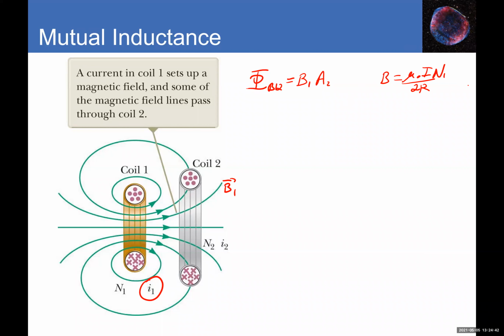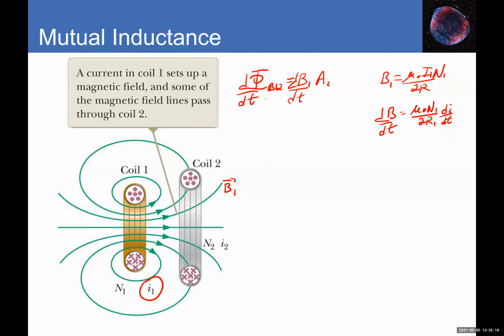So this magnetic field depends on I1. If the magnetic field is due to a time varying current, you have μ0 N1 over 2 R1, where R1 is the radius of coil one, times di/dt. So it's a varying current. Then obviously the magnetic field starts changing, and as the magnetic field changes, so does the flux. That means there's also a change in flux.